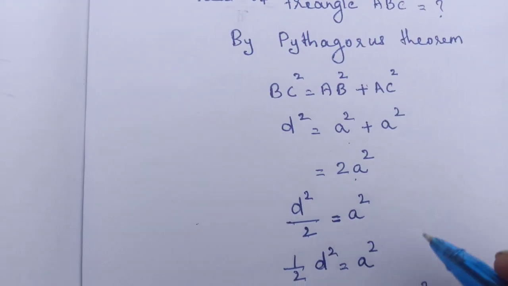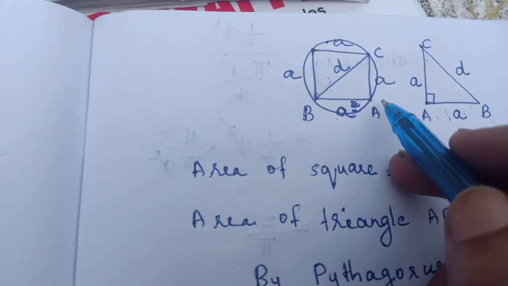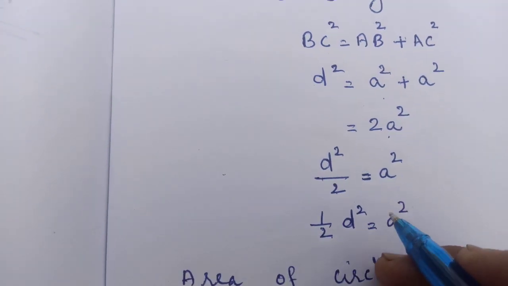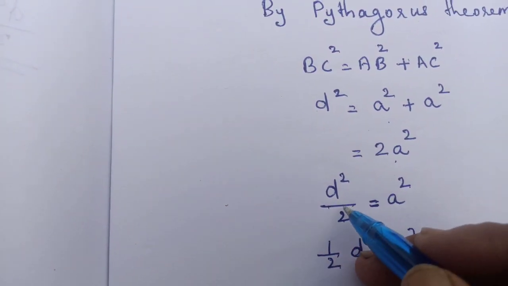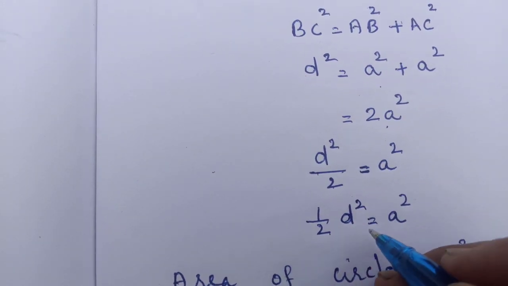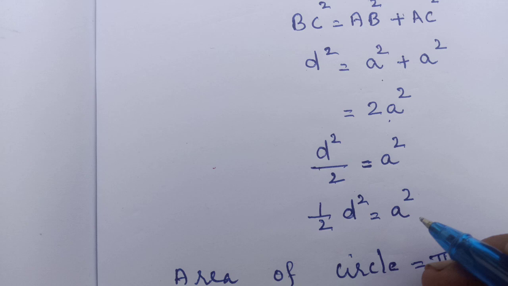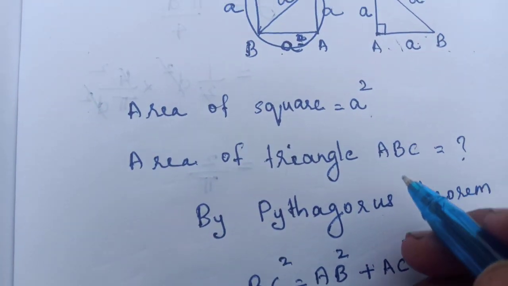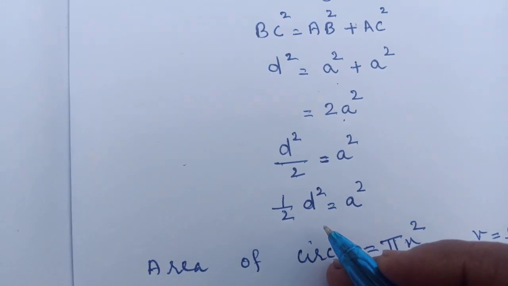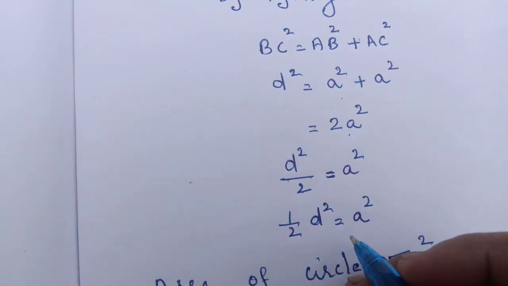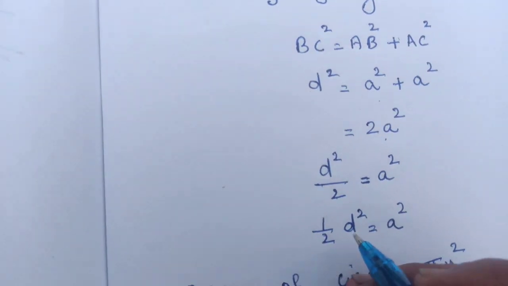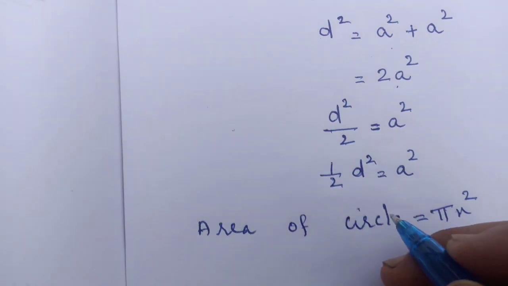Then we know the area of the square is A square. We equate these two equations, and we will have half D square equal to A square. That is the area of this triangle. The area of triangle ABC is half D square, and the area of this square is also half D square. Like that we get the equation.